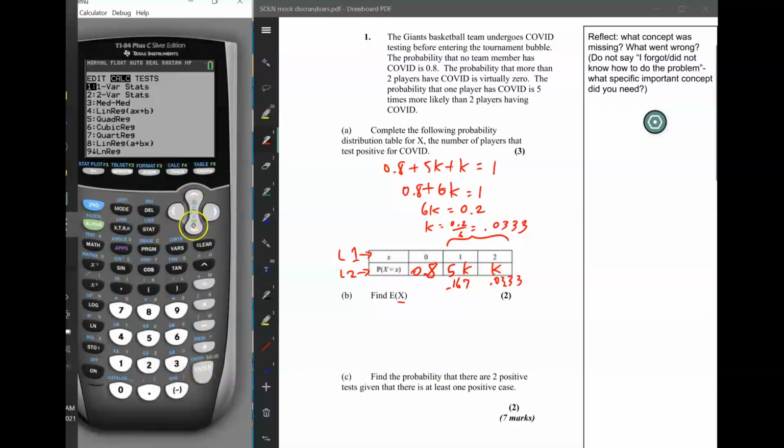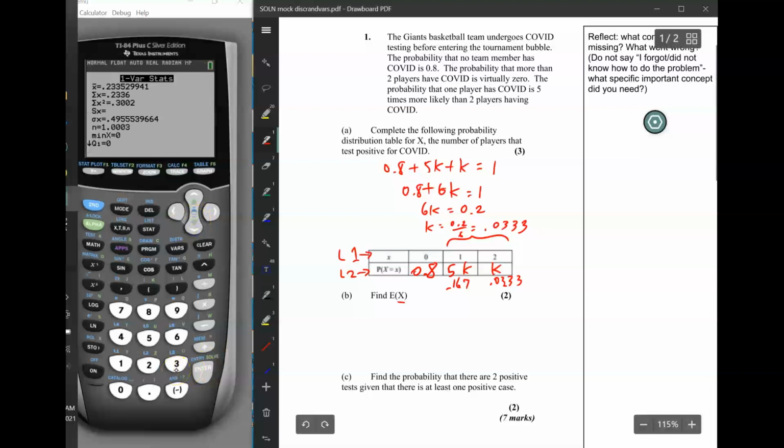Because we want to put L2 in the frequency list. There's only one data variable here, which is X. L2 is just how often X occurs. So the answer would be the X bar value here, which is 0.2335, rounded to 3 significant figures. Okay. All right, and let's go to C.